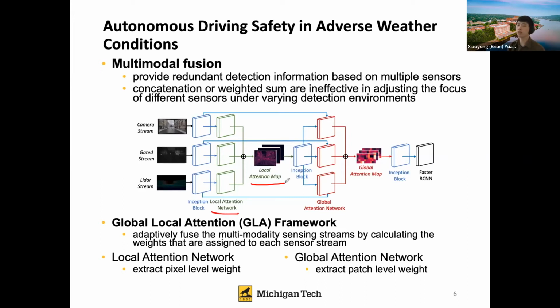For this pixel, we should think about whether we shall rely on the camera, or the gated camera, or the LiDAR. In other words, we want to assign different weights based on the input sensor data. Similarly, we also derive a global attention network that can help us extract high-level features. By doing this, we chop the image into different patches, and we want to extract patch-level weights so that we can similarly assign weights to each patch based on the performance of different modalities.